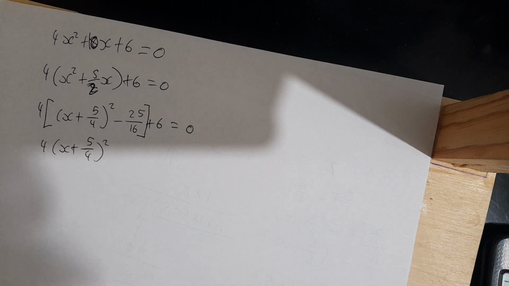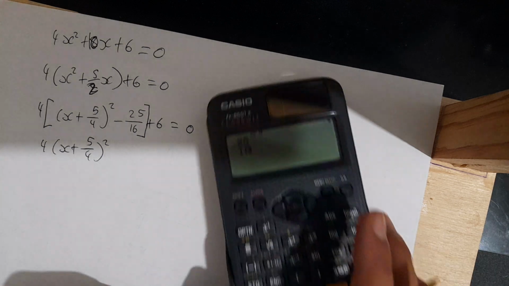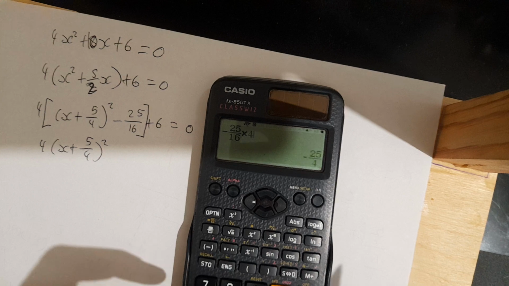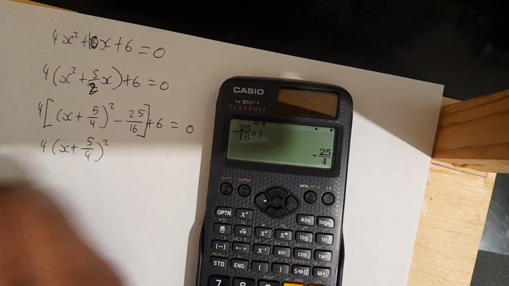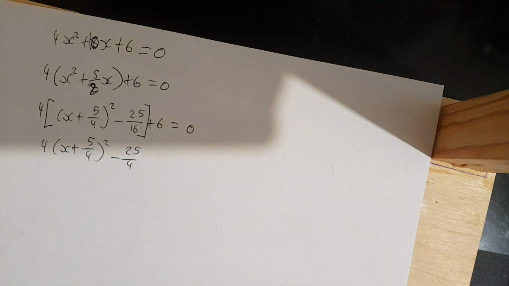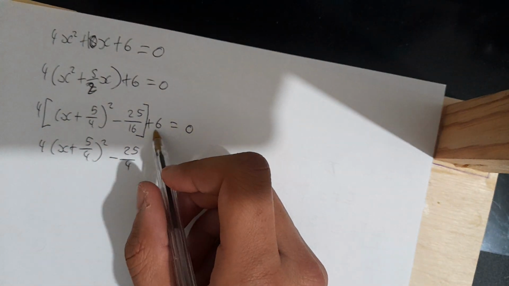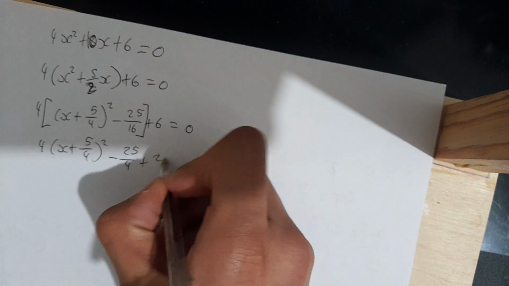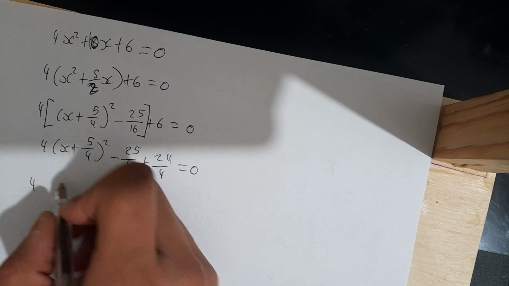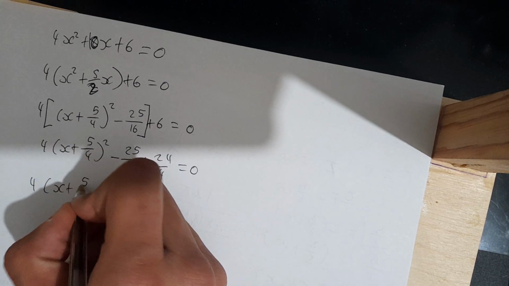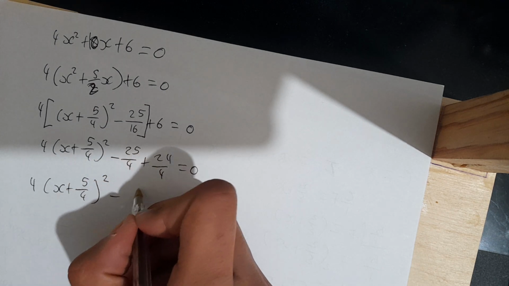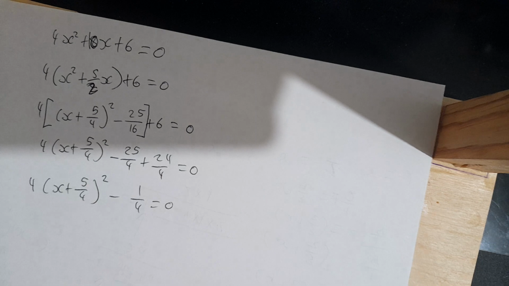What's negative 25 over 16 times 4? Let's quickly put that on my calculator because I can't be bothered to do that in my head. Negative 25 over 4, plus 6. Well, 6 is the same as 24 over 4, which equals 0. So that means that 4 times x plus 5 over 4 squared minus a quarter equals 0.